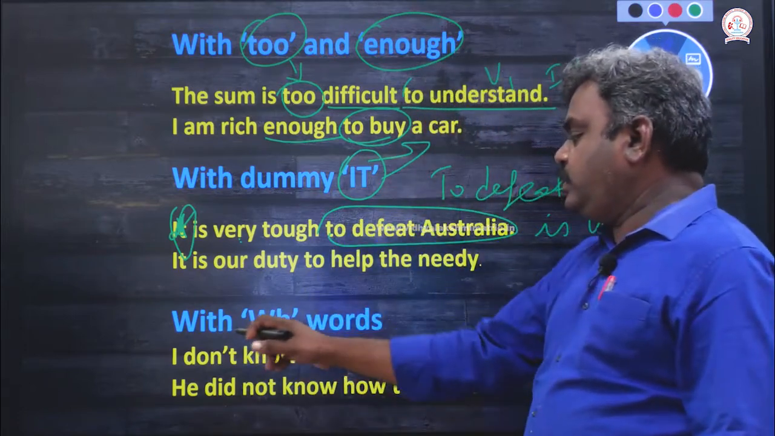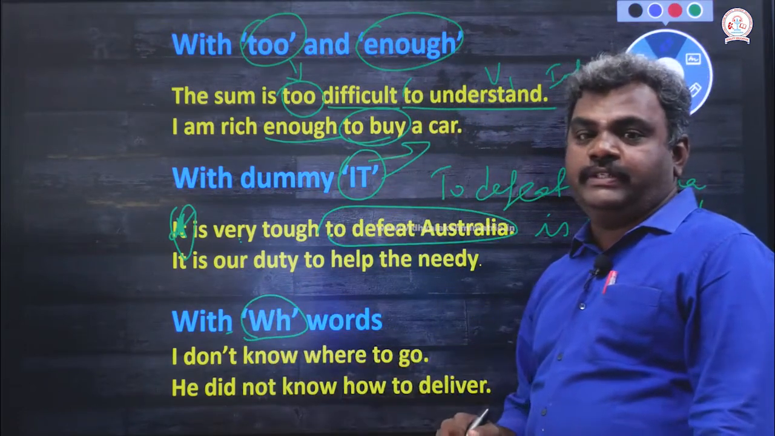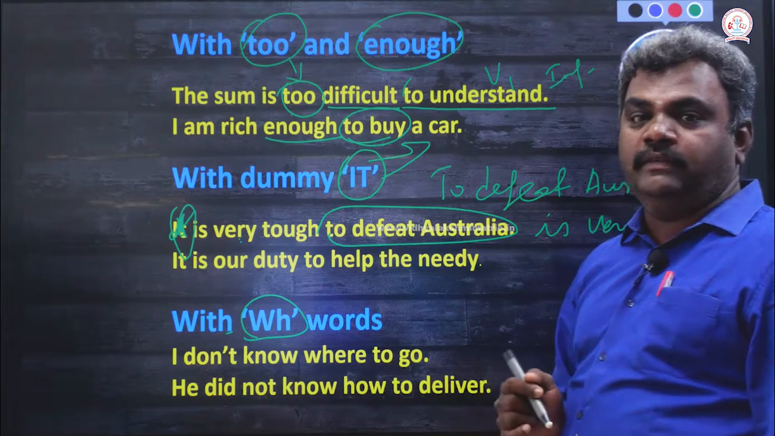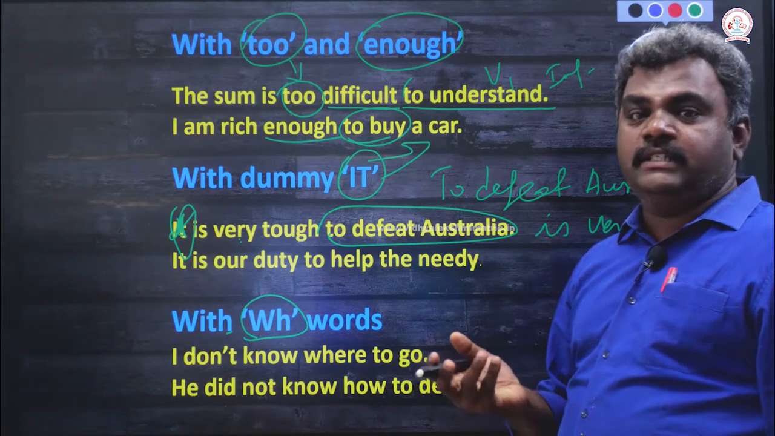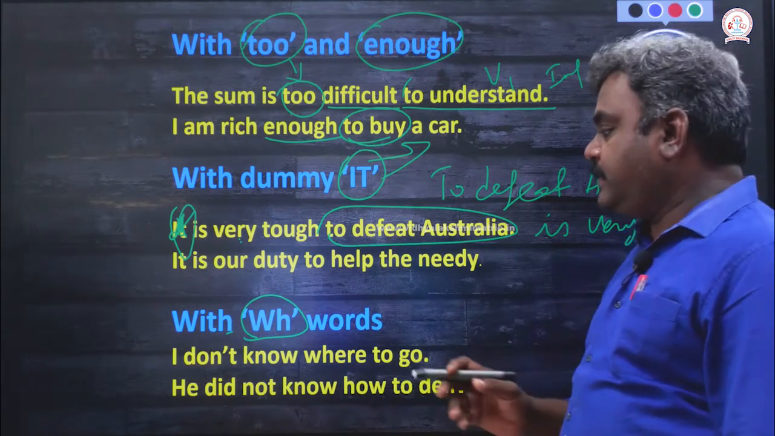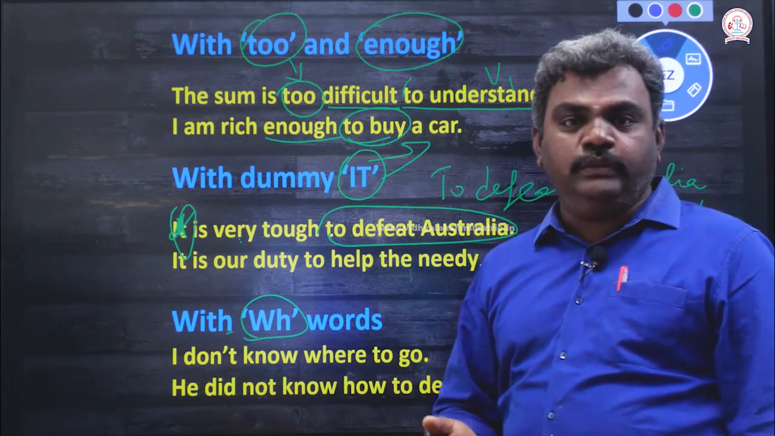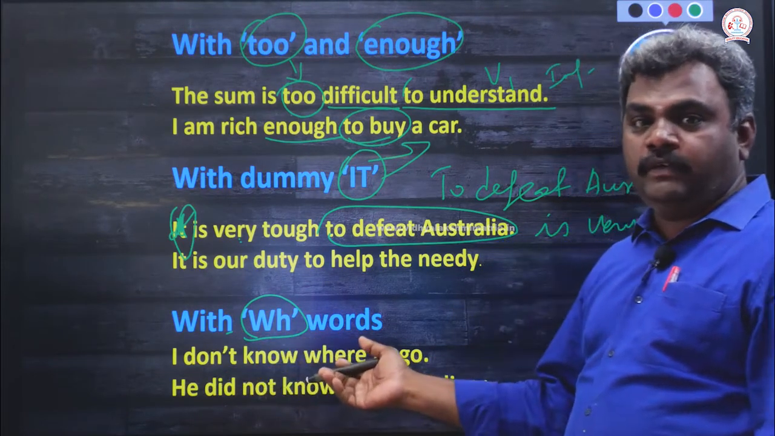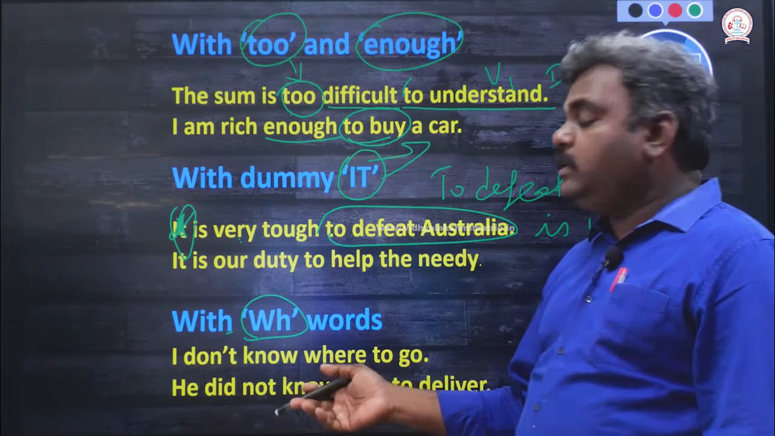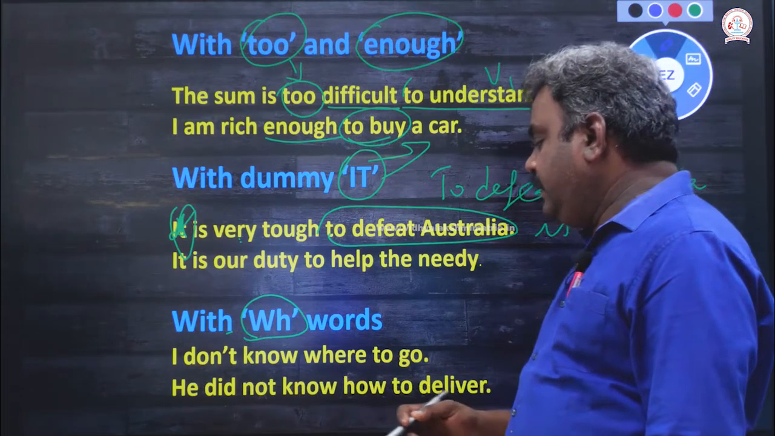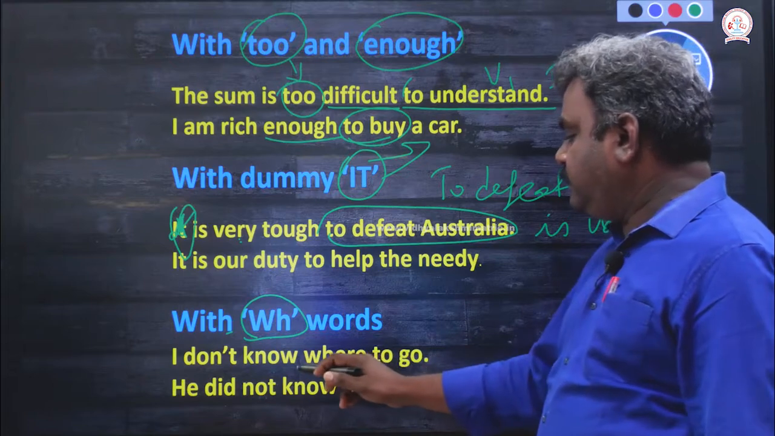With WH interrogative linking words. What are these interrogative linking words? When, where, how, why, because they are used for framing questions. I don't know where to go. I don't know what to say. I don't know how to do. Because most probably in our spoken language, we will use it. He did not know how to deliver.